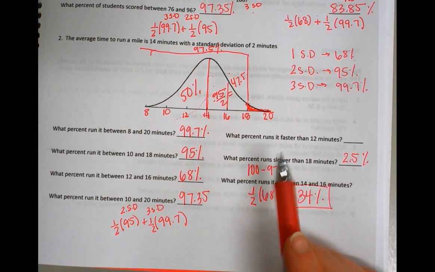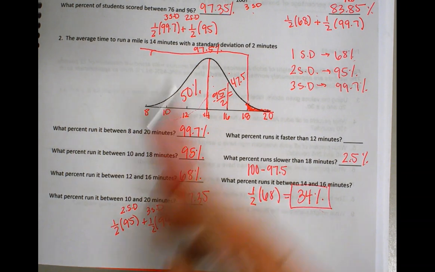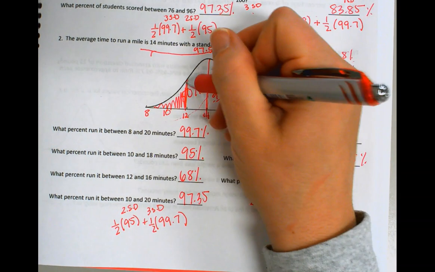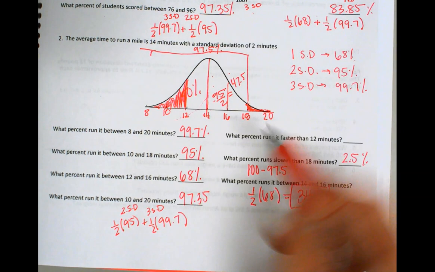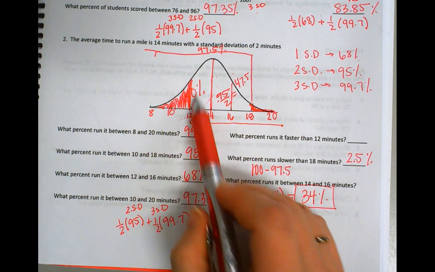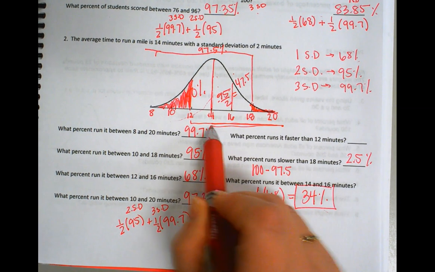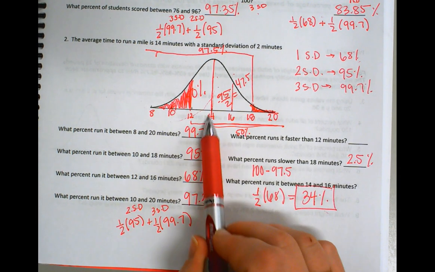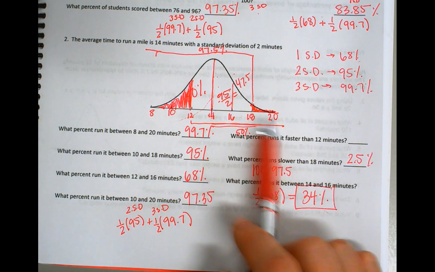All right, so then the next part of this says what percent runs faster than 12 minutes. So that's going to be this area over here. It's pretty much exactly what we just did. We're just reversing the directions. I need to figure out what this part is, and then I can subtract from 100 to figure out this part. So I know this half over here is 50. And then I just have to figure out what this piece is to know what the total is on this half. So this is 50.